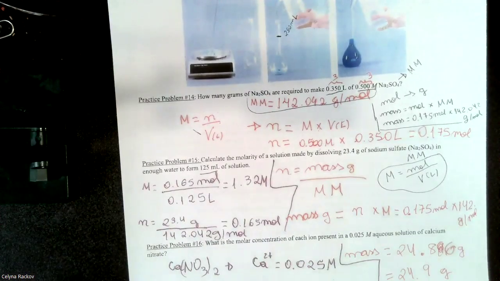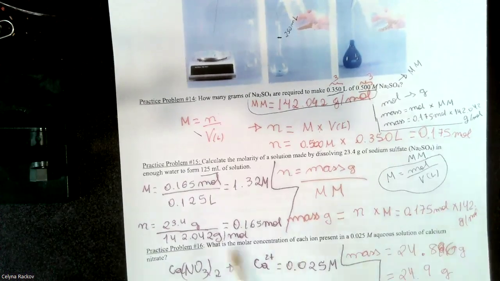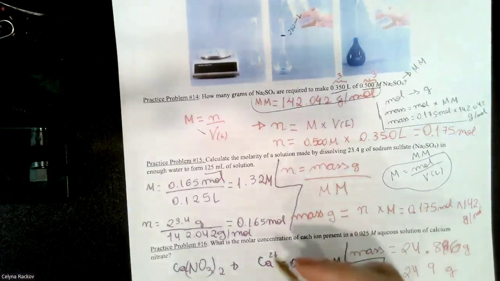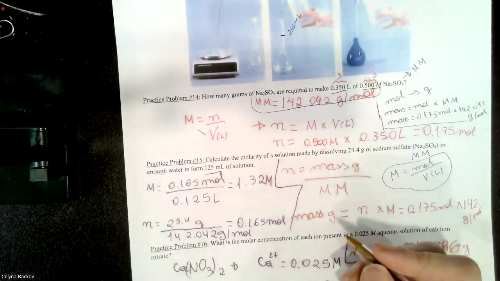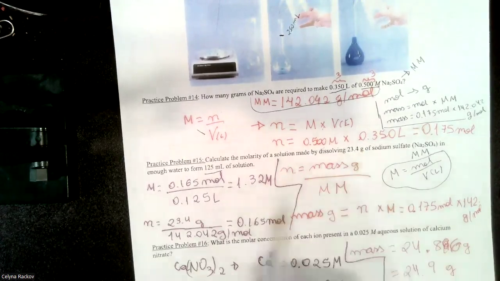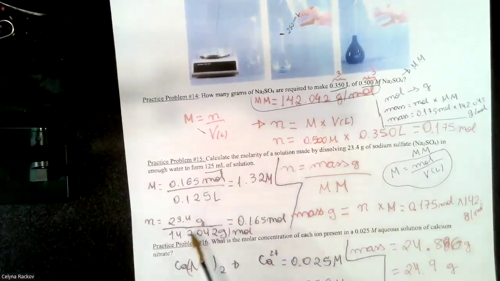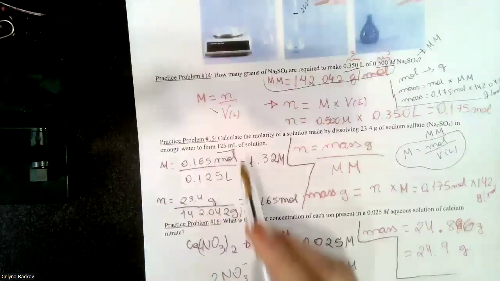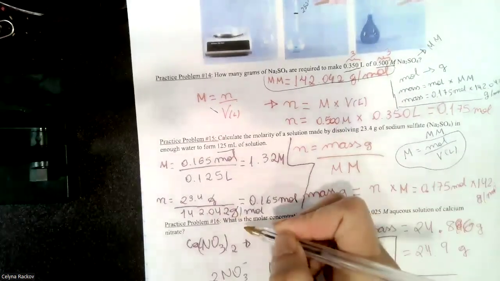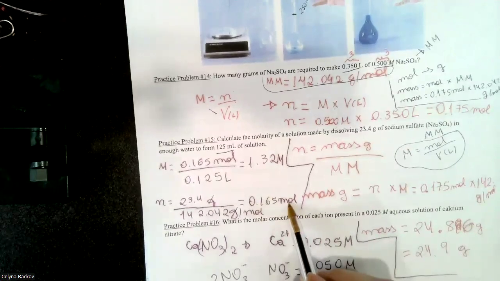So let's calculate the moles here. You need to have moles, but to calculate the moles, what do you need? The moles is mass divided by molar mass. The mass given was 23.4 grams, and the molar mass is the same as you saw here, 142.042 grams per mole. Divide one by the other, and you have your unit in moles.